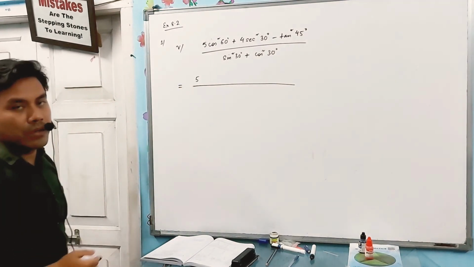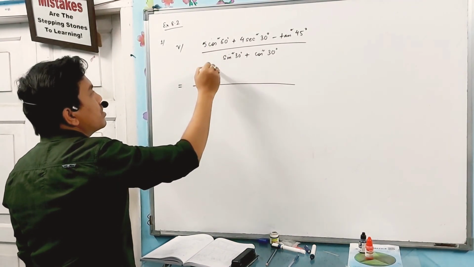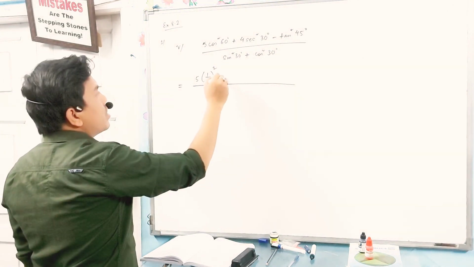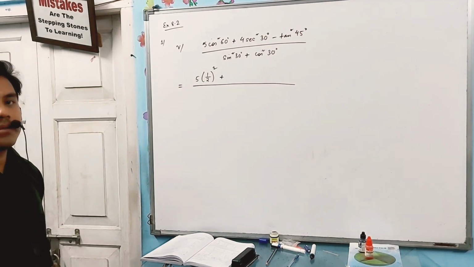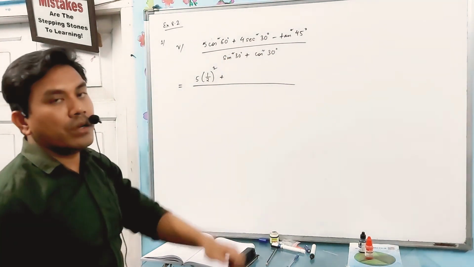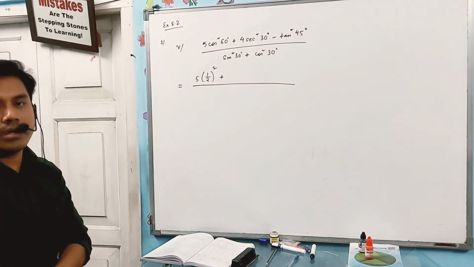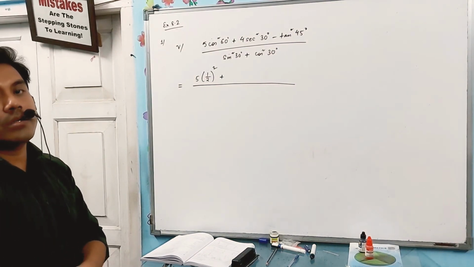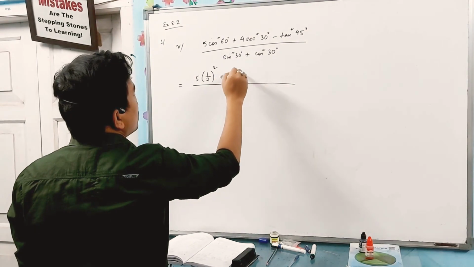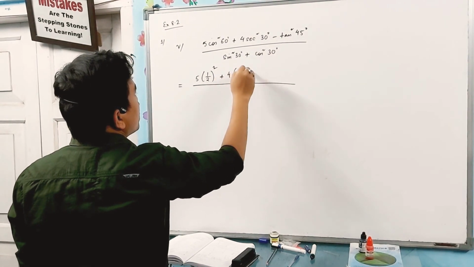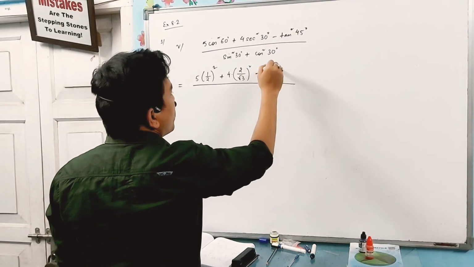Now cos 60 degree is what? Cos 60 degree is 1 by 2. So in place of cos 60 we can write 1 by 2, but square is there, no? Similarly, what is sec 30? I told you, sec is the reciprocal of cos. If you know cos 30, we can find out sec 30. Cos 30 is root 3 by 2. So sec 30 will be what? 2 by root 3. 4 into 2 by root 3 whole square. Minus, tan 45 means what? 1. So it will be 1 square.